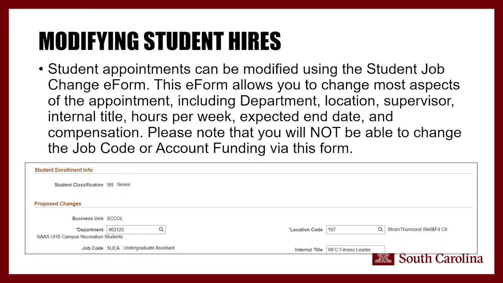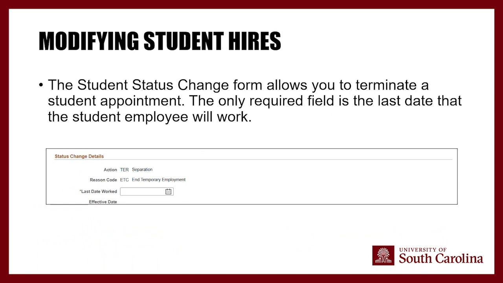Please note that you will not be able to change the job code or account funding via this form. If you need to change the job code, you will need to terminate the student appointment and rehire them with the correct code. Account fund changes are a role that is given through the controller's office. If you do not have this role in HCM, contact your business manager or leadership to change account funding for a student hire.